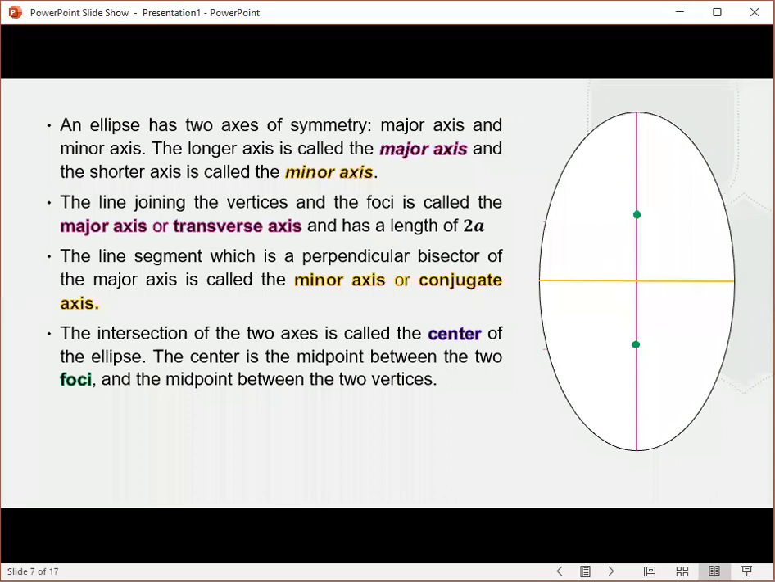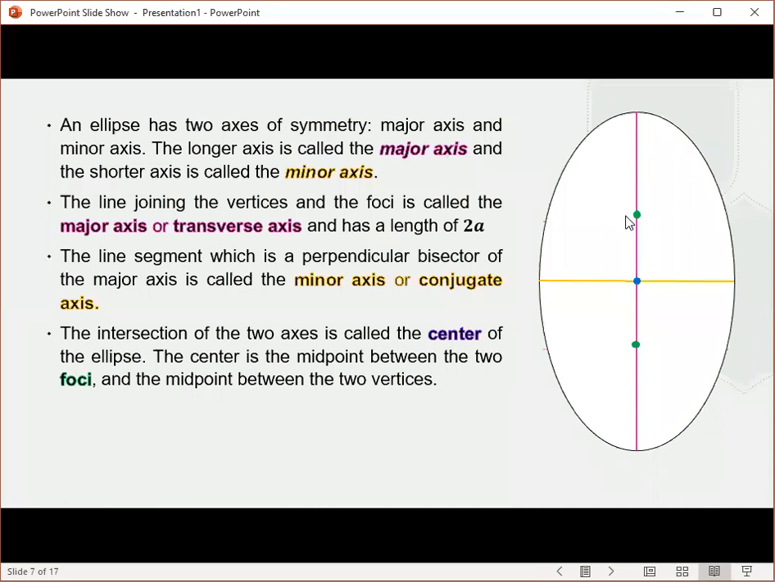Now, the intersection of these two axes is called the center of the ellipse. As you can see, at the intersection of the pink line and the yellow line, you have the blue dot there, which is the center of the ellipse. And also, the center is the midpoint between the two foci and the midpoint between the two vertices.